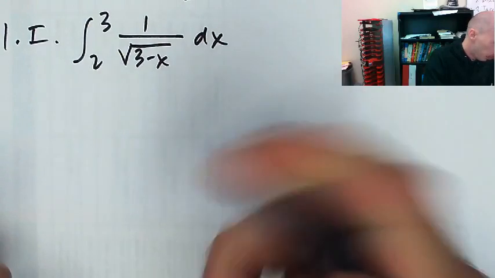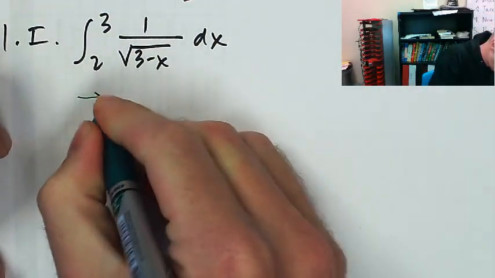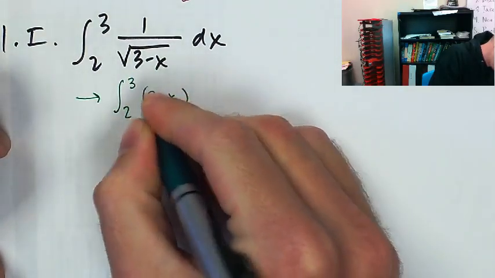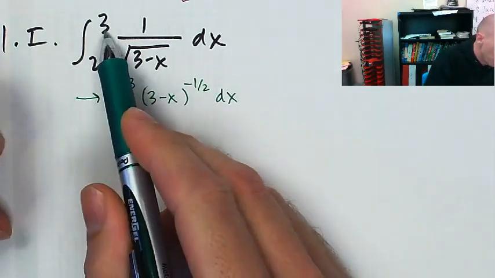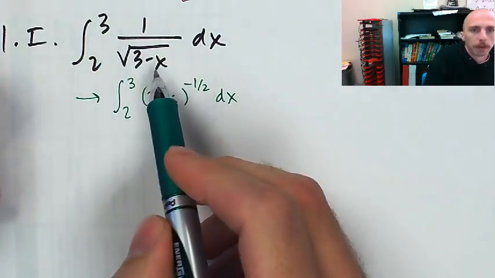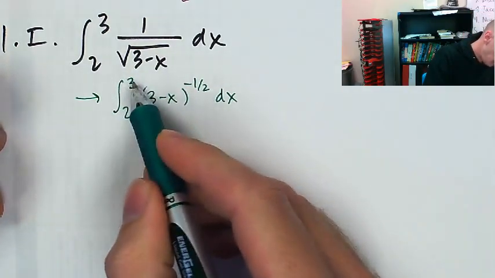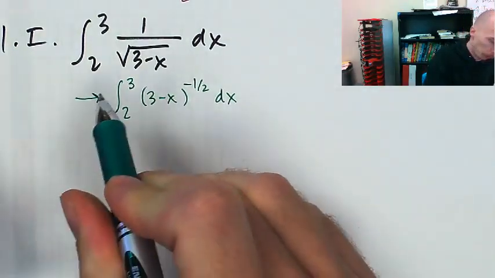All right, so I'm going to start by rewriting as a negative power. That's the integral from 2 to 3 of 3 minus x to the negative half power. The trouble here is where we plug in 3: there's going to be a vertical asymptote at the right edge of my region of integration. So I just have to remember that I can't just plug in 3. I'm going to have to take the limit as the upper bound approaches 3.